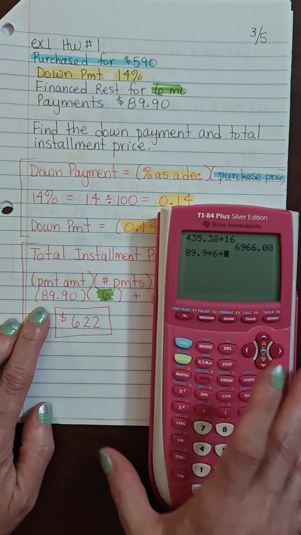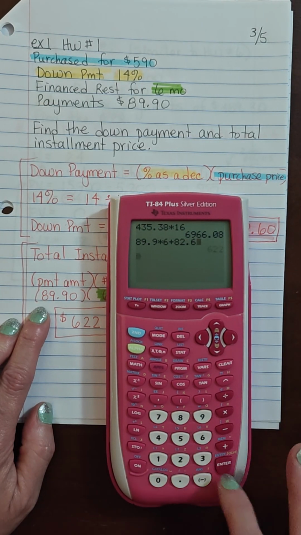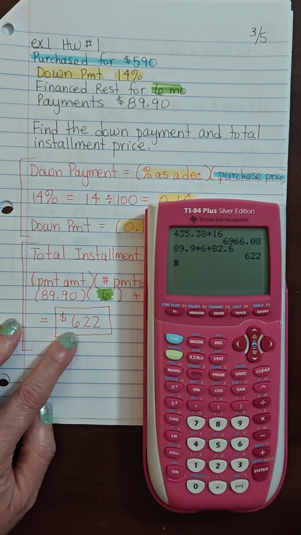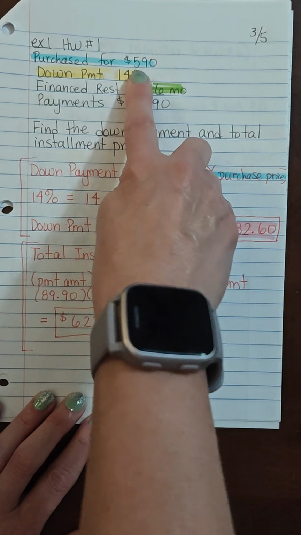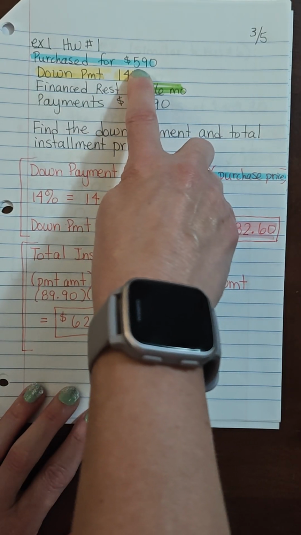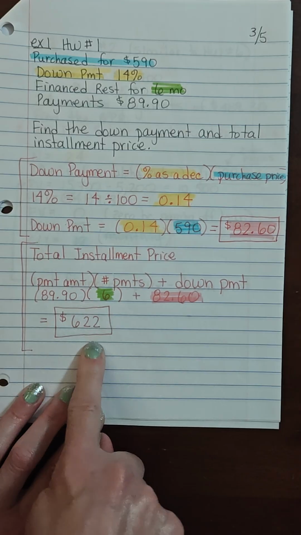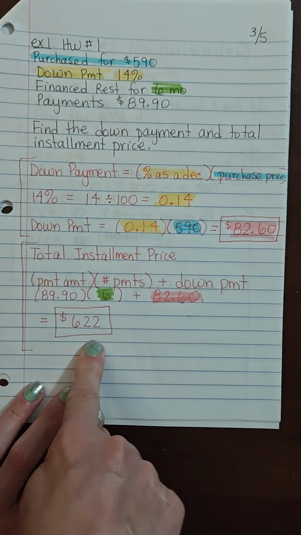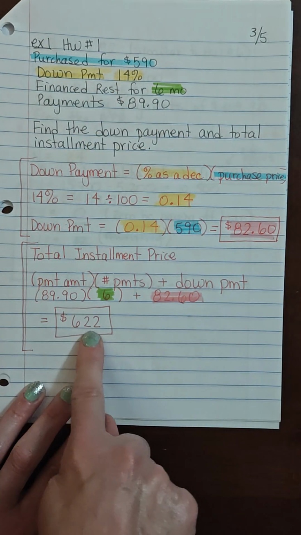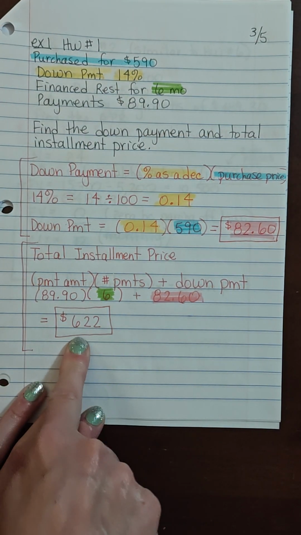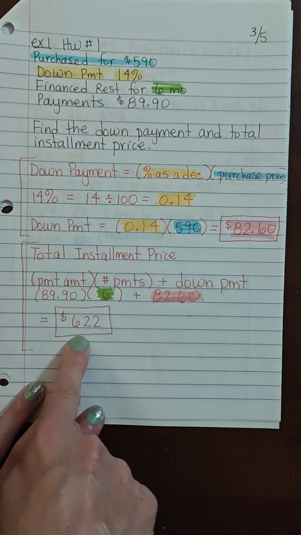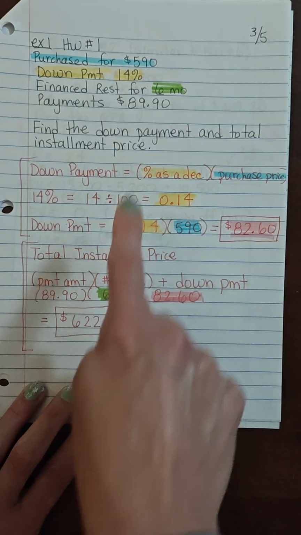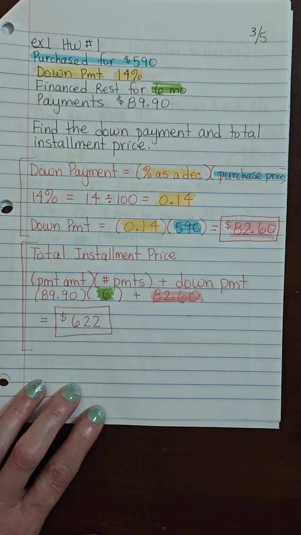89.90 times 6 plus 82.60. So we get $622. That means this item that's $590, you actually paid $622 for it. So why are these numbers different? If this is what it cost, why did you pay this amount? Because of the interest. So there was a finance charge or interest charged here. So all of that is interest.